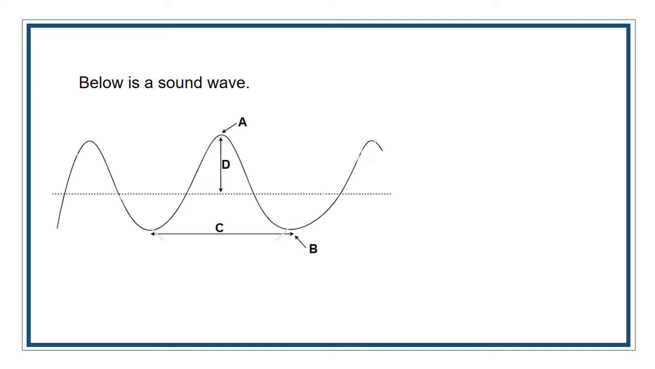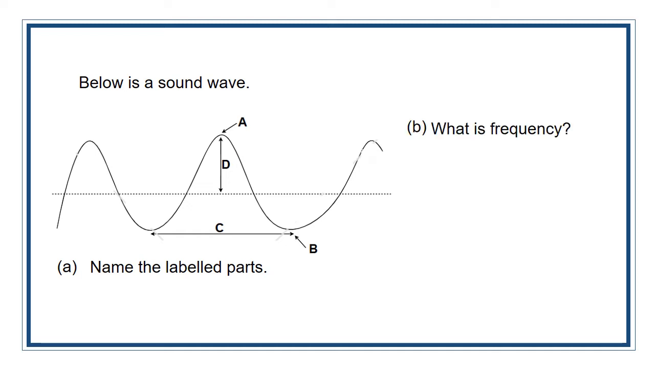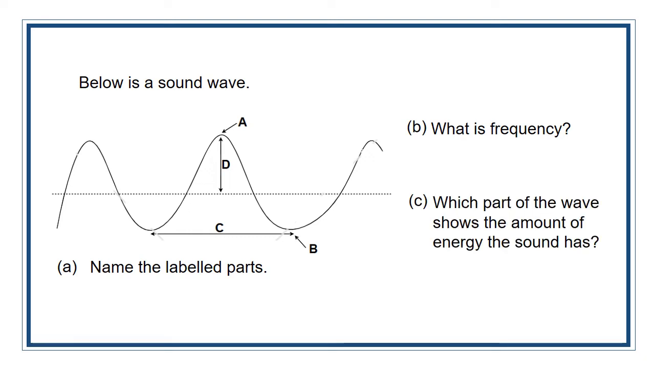Next one, below is a sound wave, and some of the parts of the sound wave are labeled. For letter A, you have to name the labeled parts. For B, what is frequency? So that means you have to give the meaning of frequency. And for C, which part of the wave shows the amount of energy the sound has? So pause the video to give you time in answering.